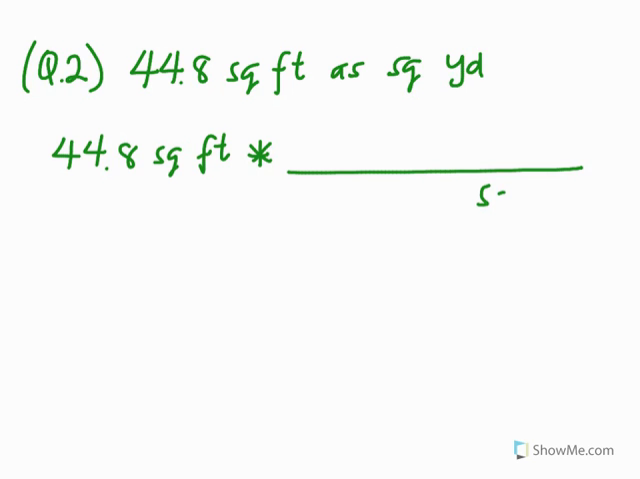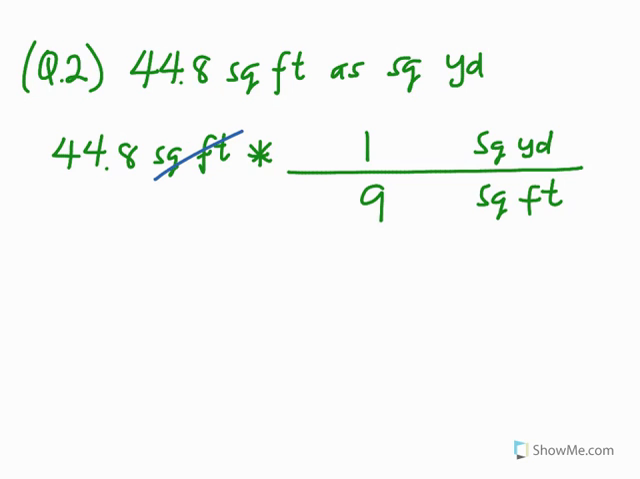Under this I'll write the square feet at the denominator. And then what do I want to convert it to? Square yards. I write square yards at the numerator. Then I'll ask myself, what is the relationship between a square feet and square yards? You look at the table. 1 square yard is 9 square feet. So I put 1 square yard, 1 here, and I put 9 here.